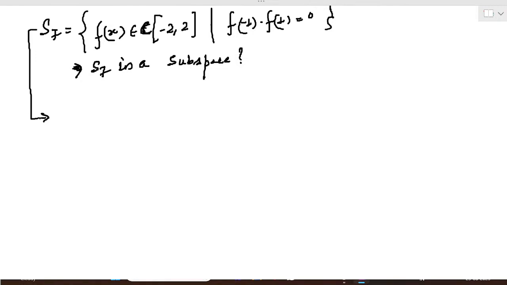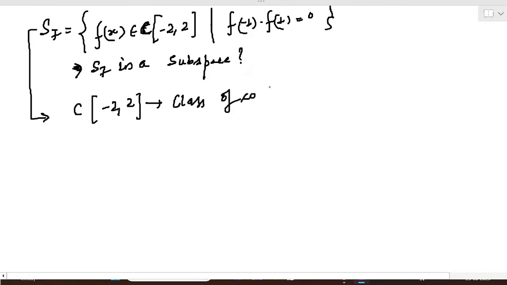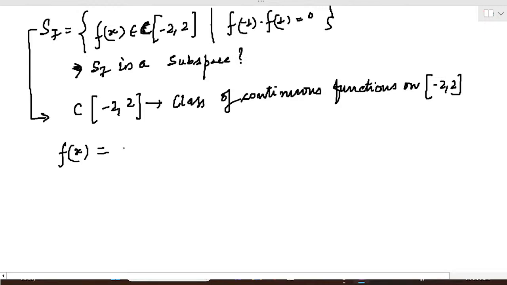So I've already told you that this C on minus 2 comma 2 represents the class of continuous functions on minus 2 comma 2, right? Also understand that a linear function in general is a continuous function.